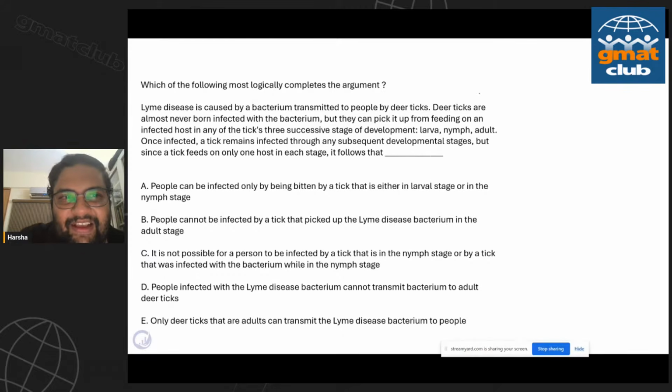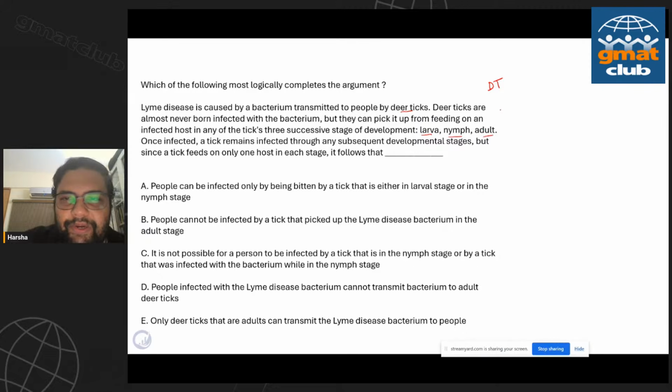Let's solve. What do you know? Lyme disease is caused by a bacterium transmitted to people by deer ticks. Okay. So this disease is caused by a bacterium. It's transmitted to humans by something called deer ticks. Let's call them DT. Deer ticks are almost never born infected with the bacterium, but they can pick it up from feeding on an infected host in any of the three successive stages.